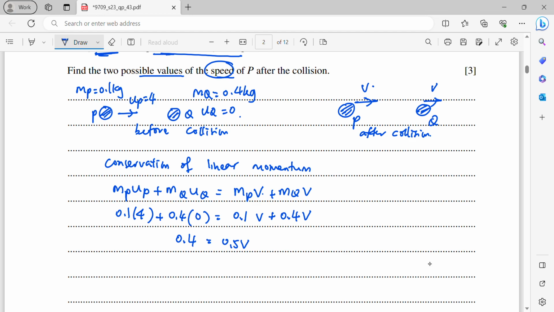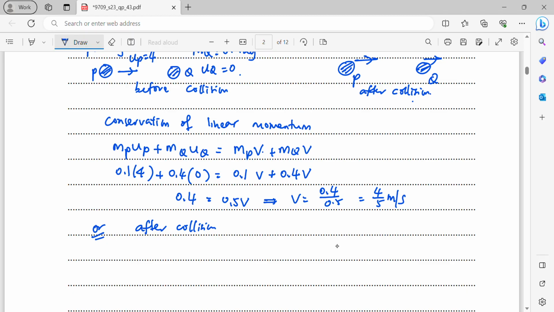Now we need to find two possible values of the speed of P. So here we get the first V. My V is 0.4 over 0.5, which is 4 over 5 meters per second. Now I need two values. Just now I assumed after collision P and Q move in the same direction, towards the right side. Another possible outcome is, because at first Q is stationary, when P moves towards Q, after the collision P might move in the reverse direction, but then Q starts moving to the right side.